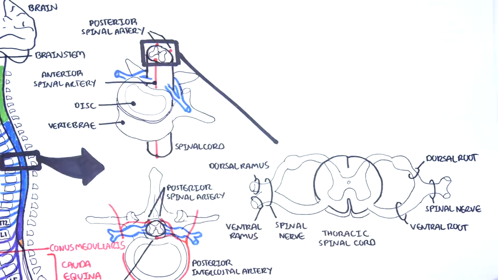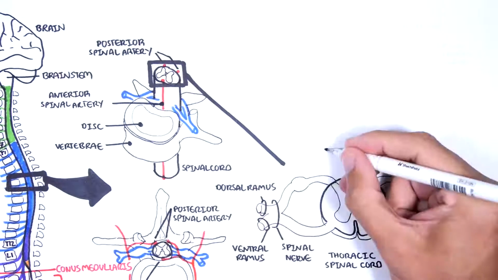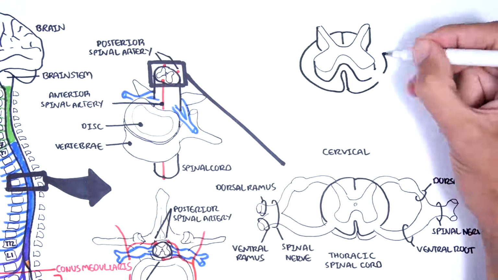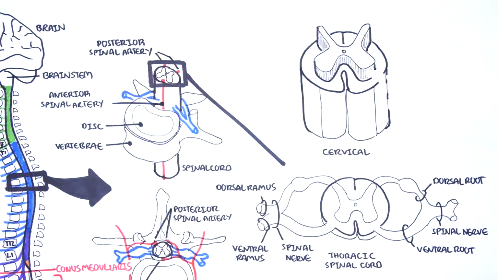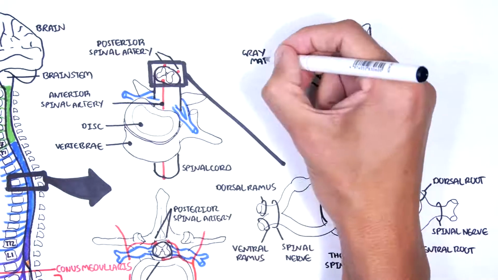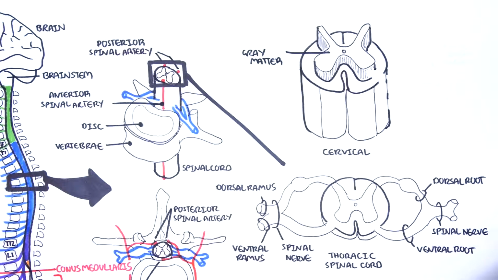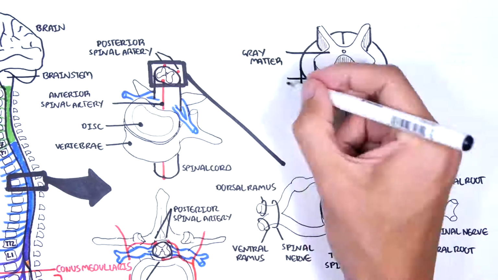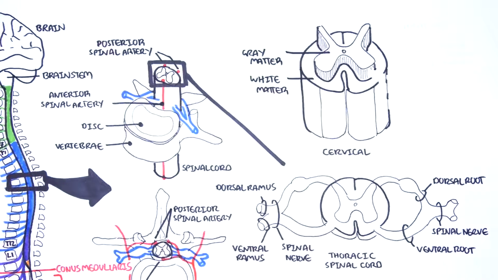Let's now take a cross-section of the cervical spinal cord. The butterfly-looking structure in the center of the spinal cord is the gray matter of the spinal cord. The gray matter is where synapses between neurons occur. Here we can find the dendrites and the terminal axons of neurons. This is where synapses occur. The white matter surrounding the gray matter is where neurons travel through along the spinal cord. It therefore contains the neuron's axons.